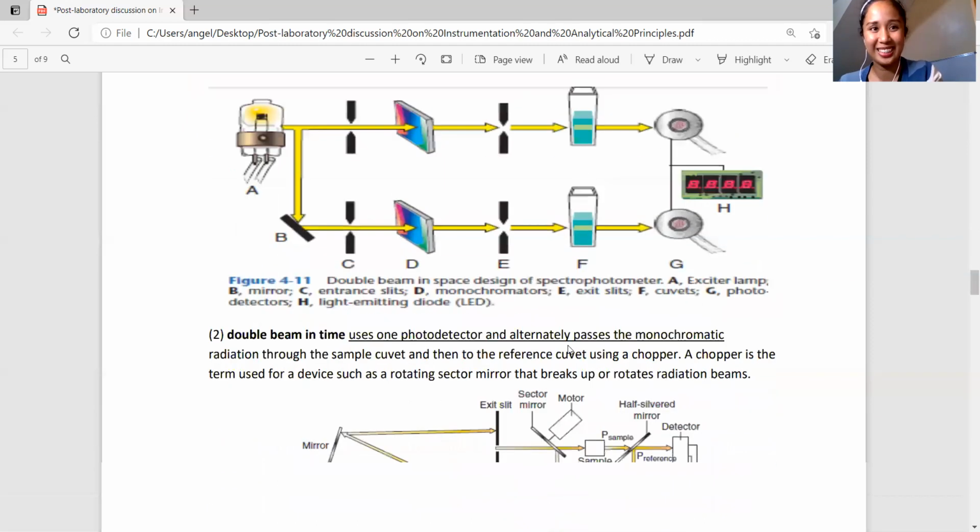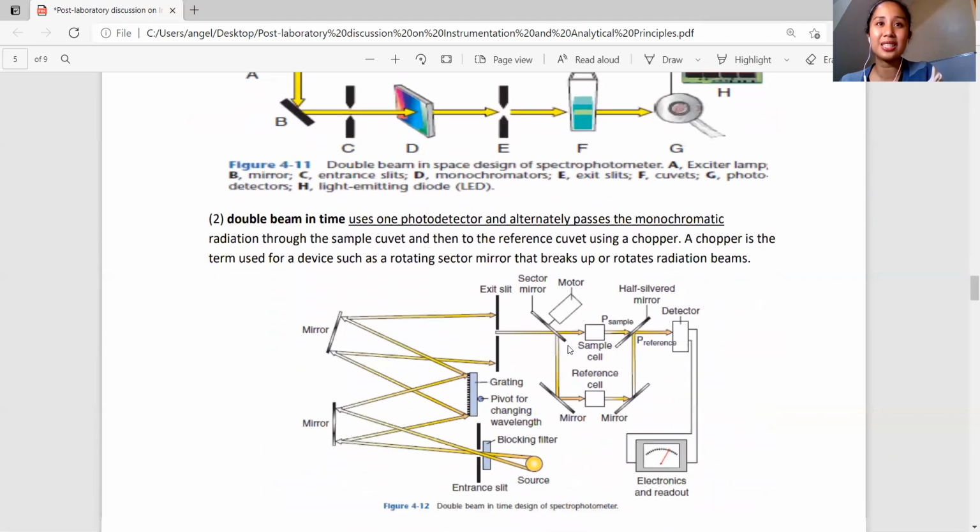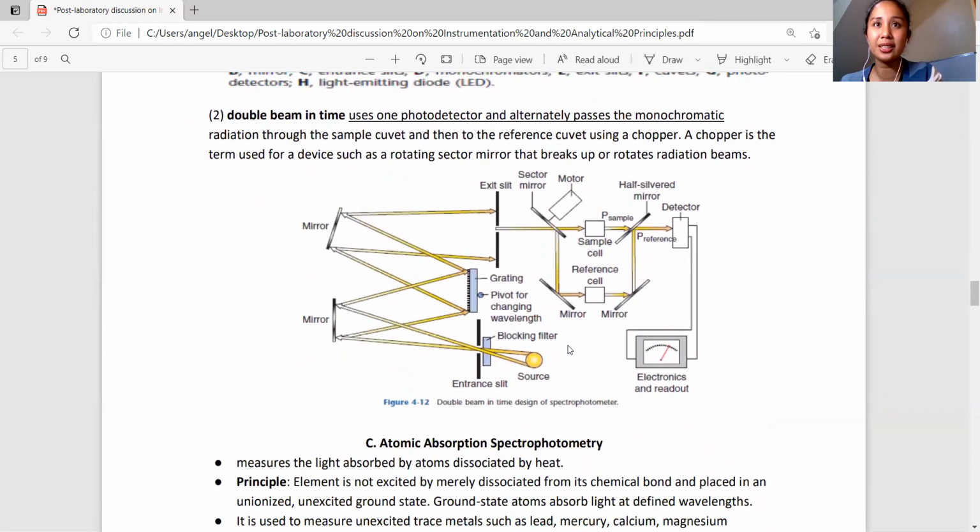Double beam in time, class, uses one photodetector and alternately passes the monochromatic light. So, isa lang yung photodetector. So, meron tayong chopper dito. A chopper is the term used for a device such as a rotating sector mirror that breaks up or rotates the beams.